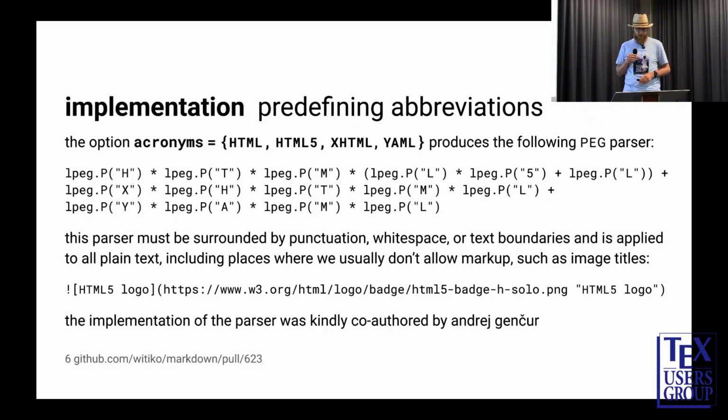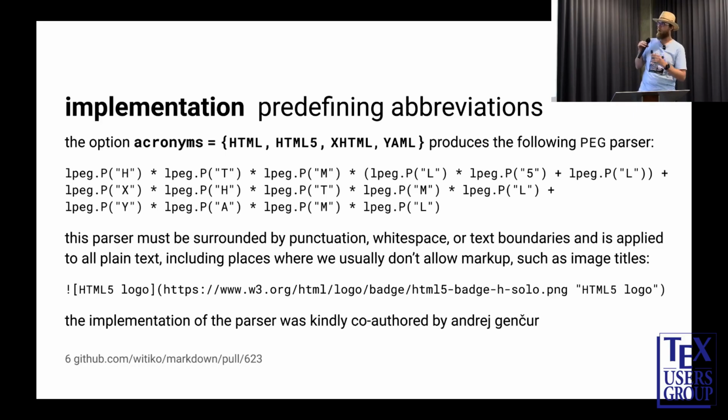So we've seen the design and the user interface. So now let's look at how it's implemented under the hood. So for example, the option acronyms and these 4 acronyms produces the following PEG parser.